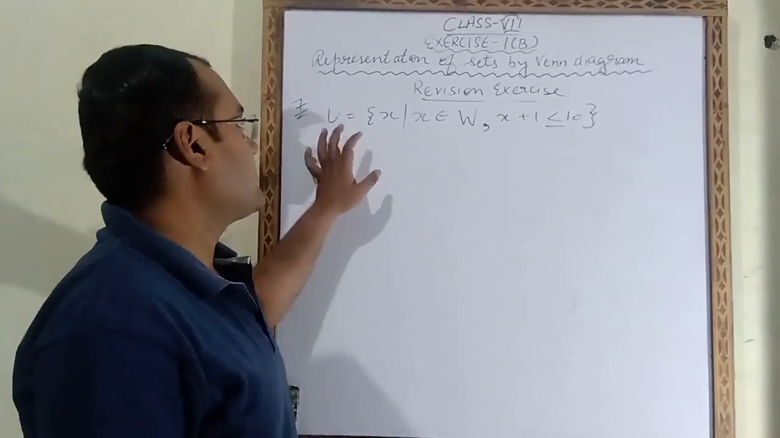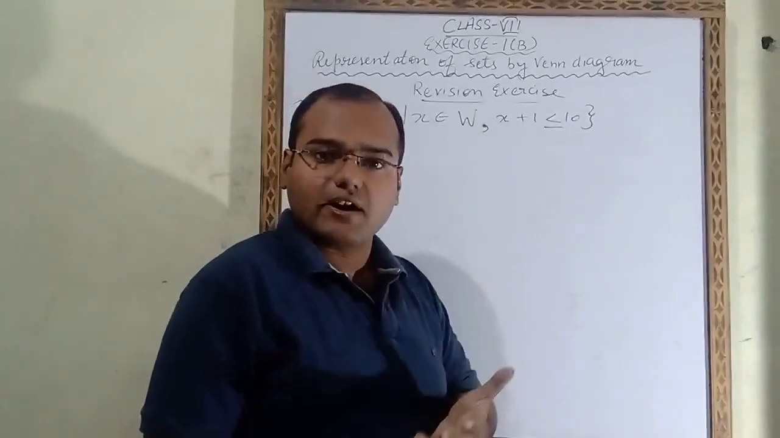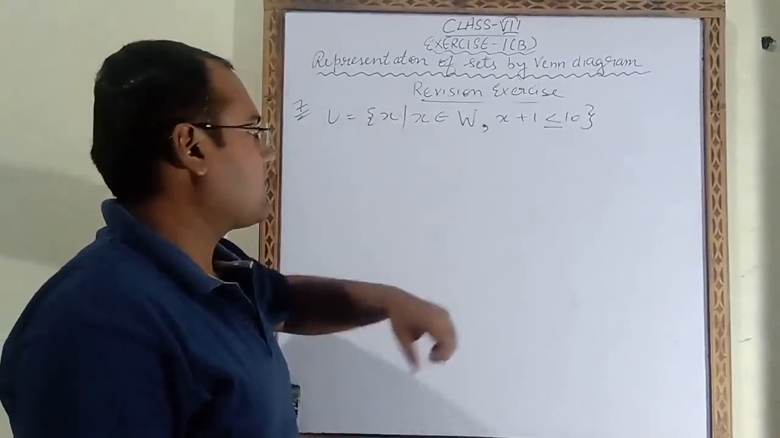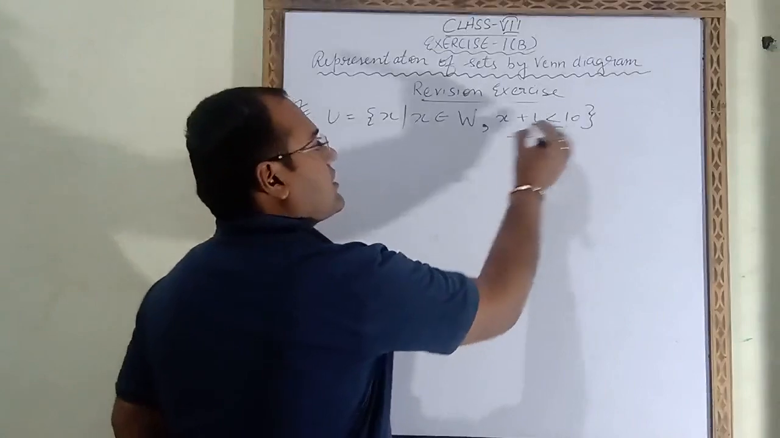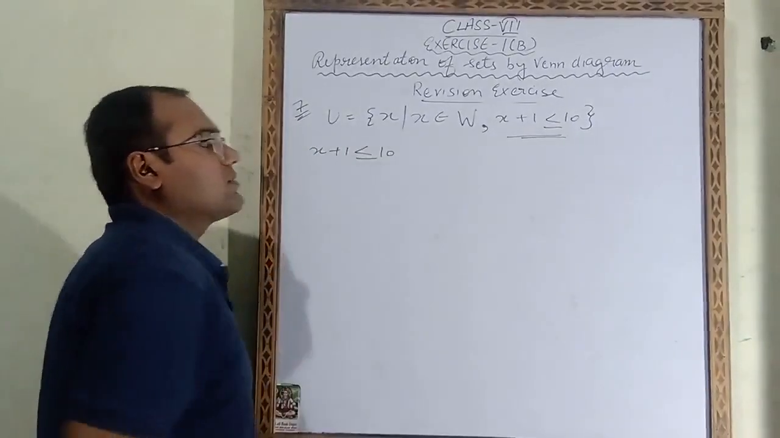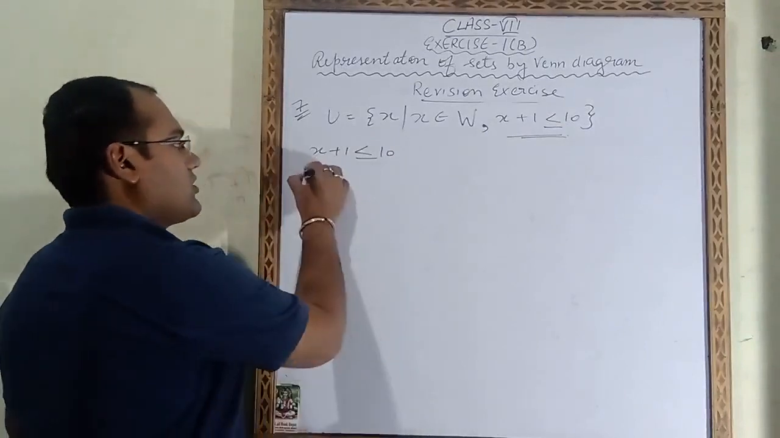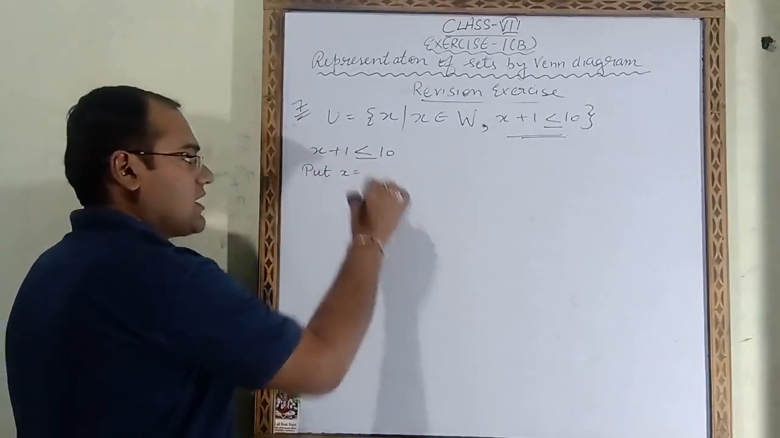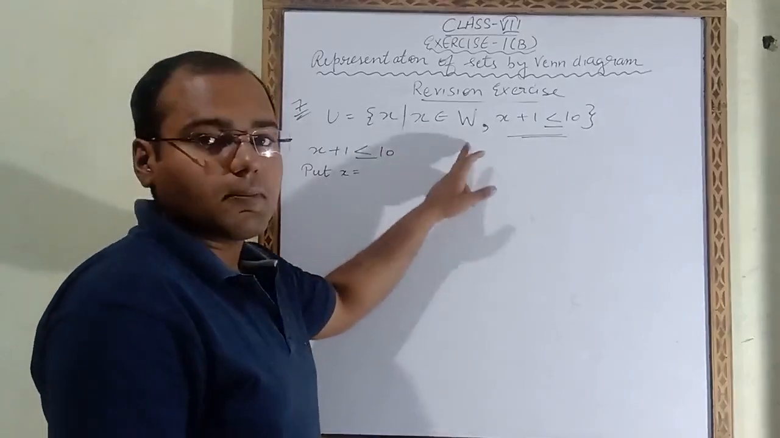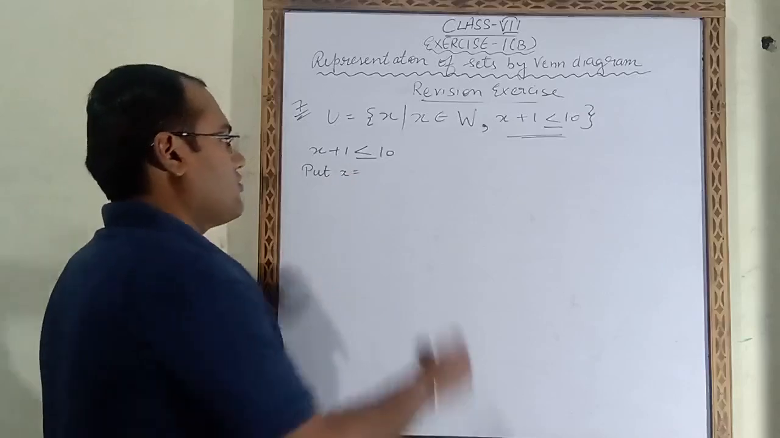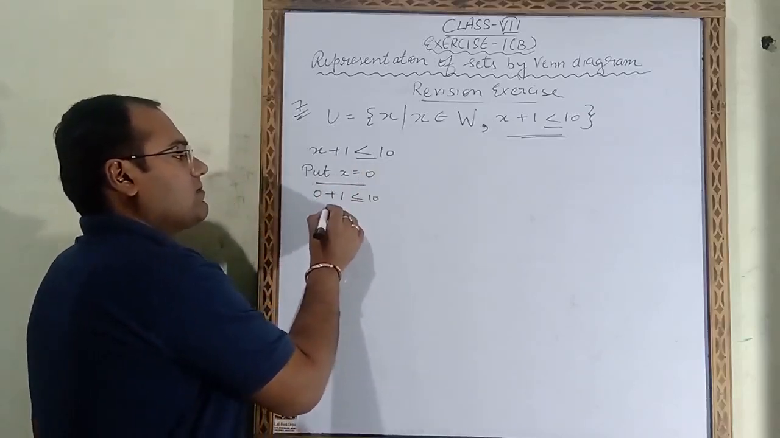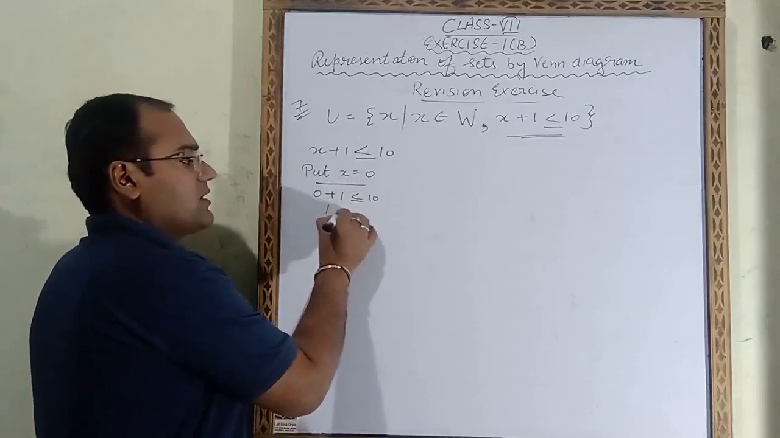First of all, this universal set is given in set builder form. We have to write it in roster form. So first of all, we will solve it in roster form. We have to use this statement: X plus 1 is less than or equal to 10. Here we have to put the values of X as we did in the previous question. X is a whole number, so we put 0 first. 0 plus 1 is less than or equal to 10. 0 plus 1, the answer is 1, which is less than or equal to 10.